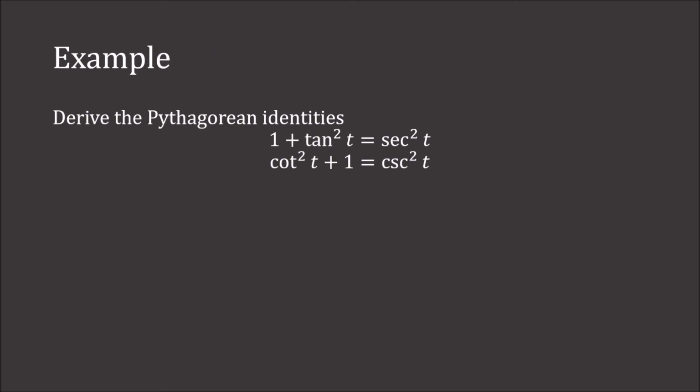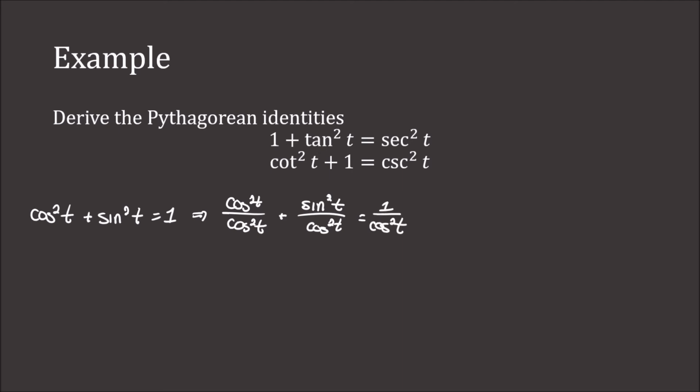So two more identities. These are the Pythagorean identities, the other two. So we're going to derive these. So first, with 1 plus tangent squared equals secant squared, we will start with cosine squared plus sine squared is equal to 1. Divide everything by cosine squared. So we get cosine squared t over cosine squared t plus sine squared t over cosine squared t is equal to 1 over cosine squared t.